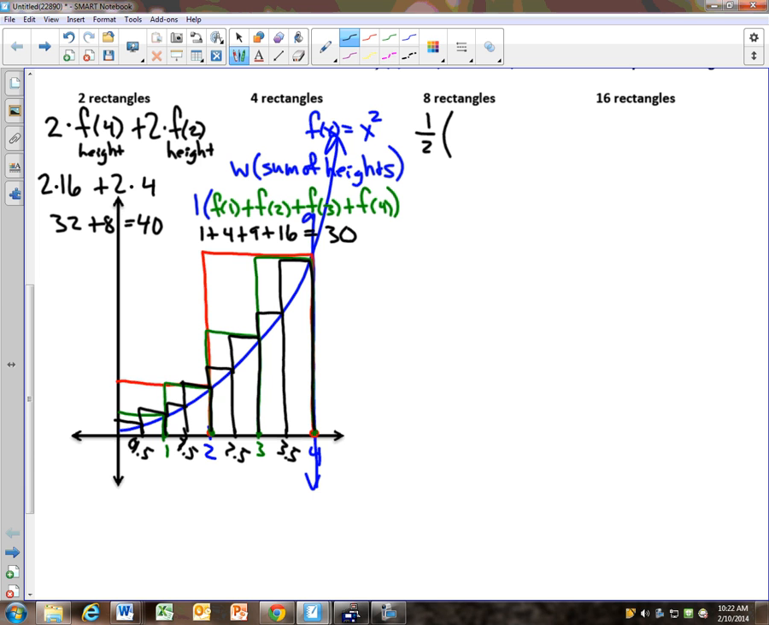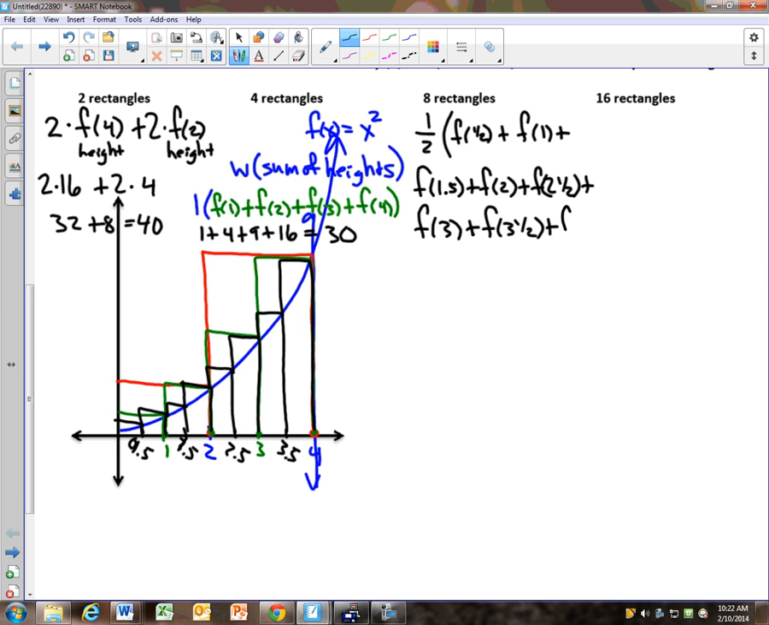So if we want to do the heights, that would be f of 1/2 plus f of 1 plus f of 1.5, f of 2, f of 2.5, f of 3, f of 3.5, and f of 4. Okay. Ugh. See how this could get kind of boring after a while, don't you? So we'll try to come to a quicker way to work through this.